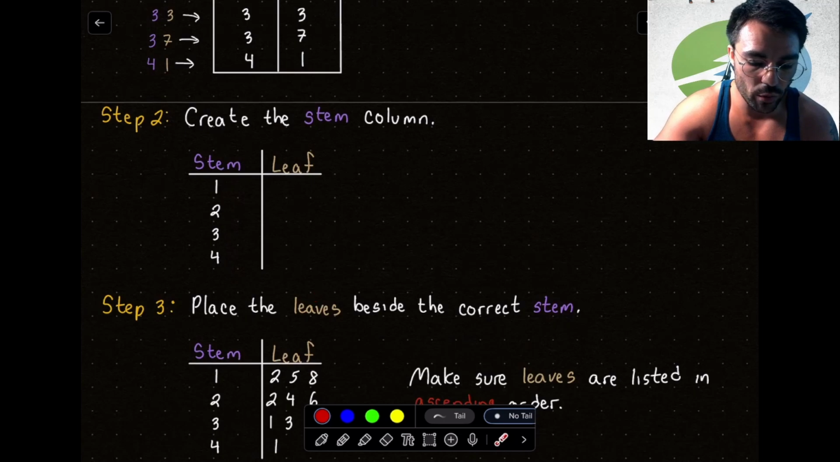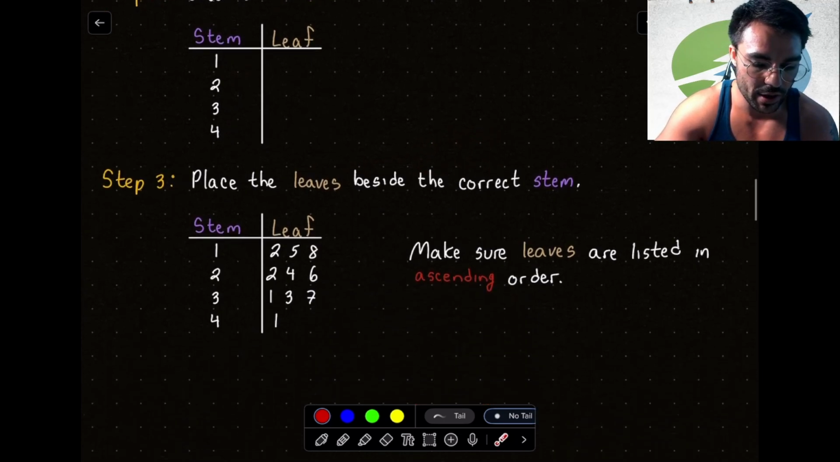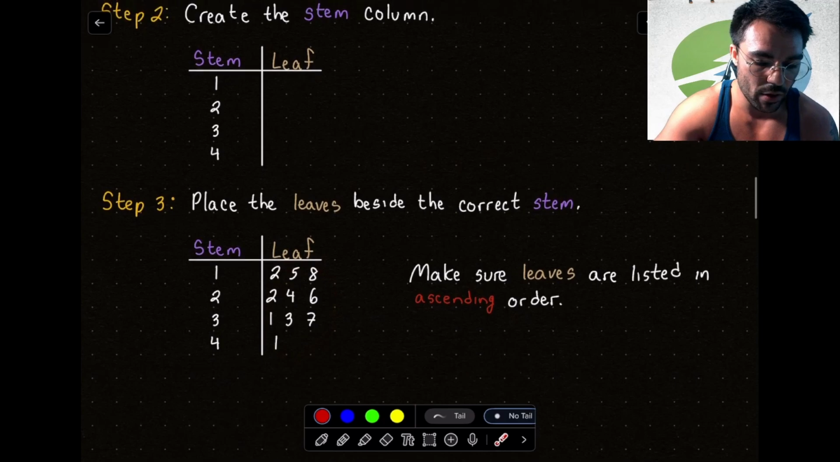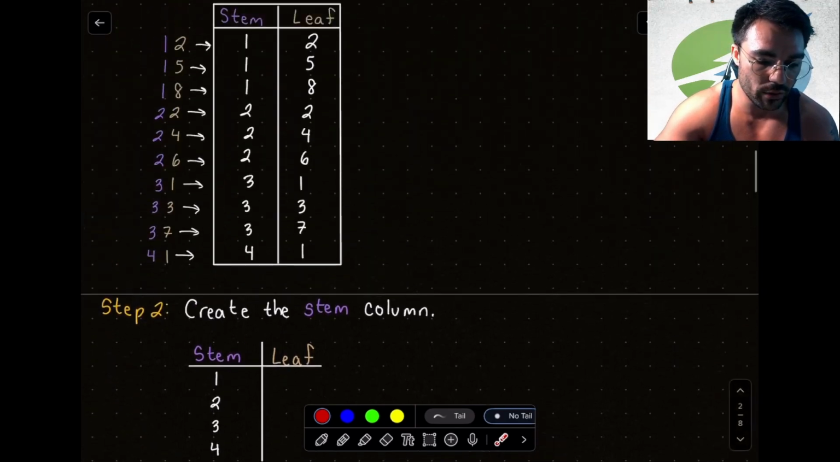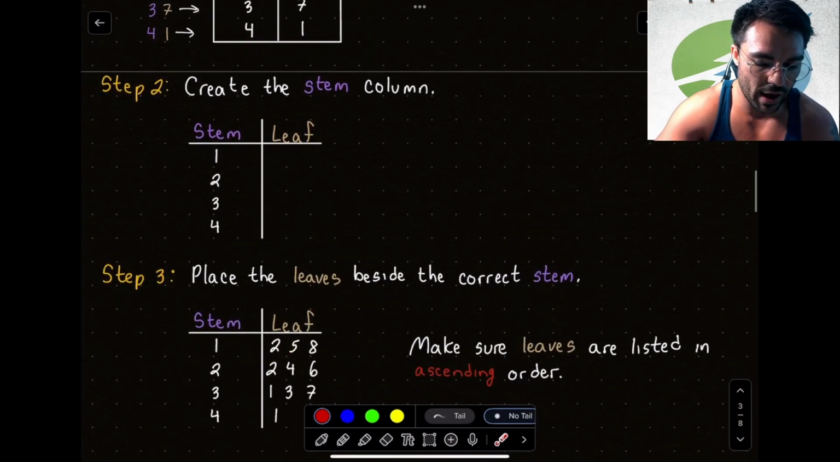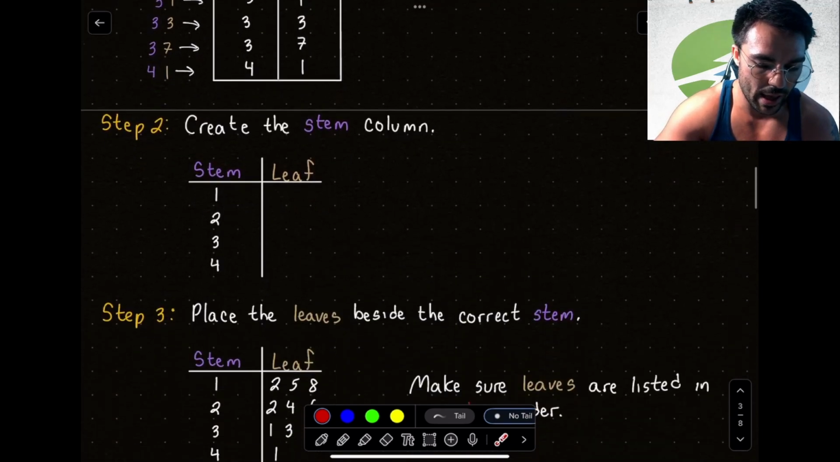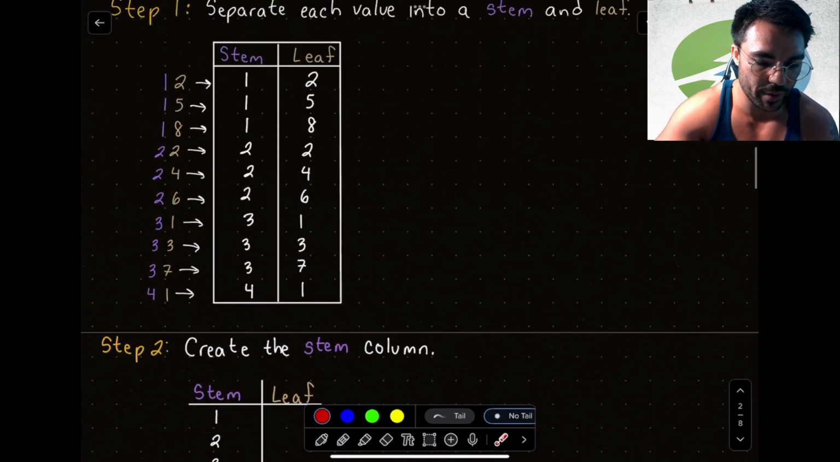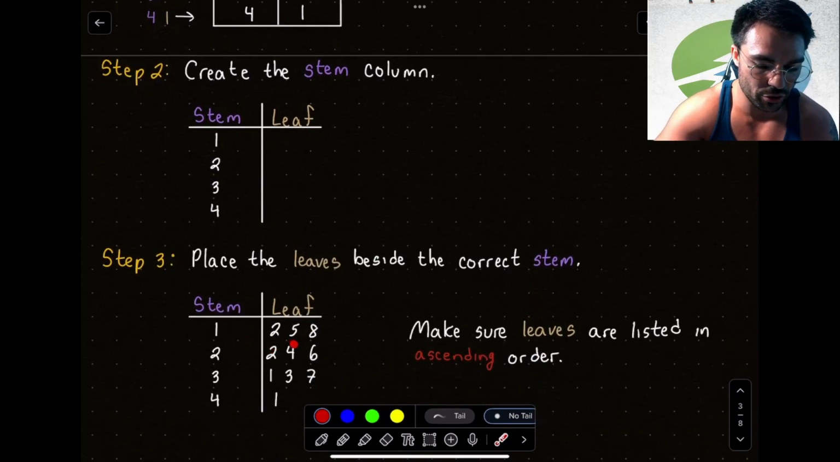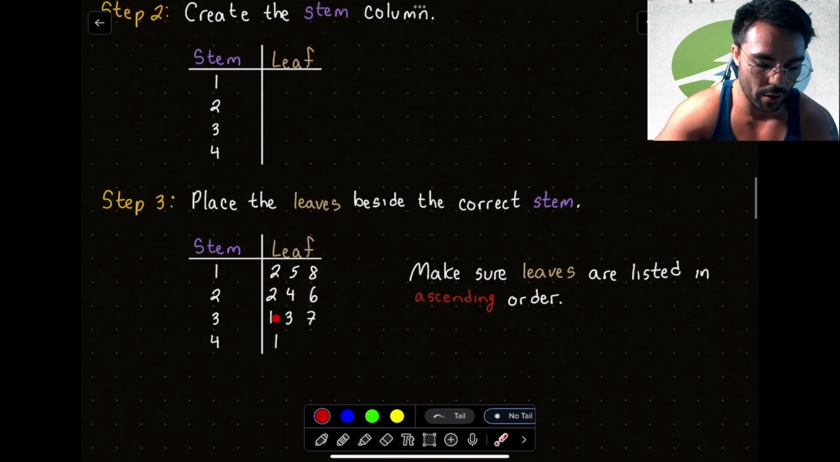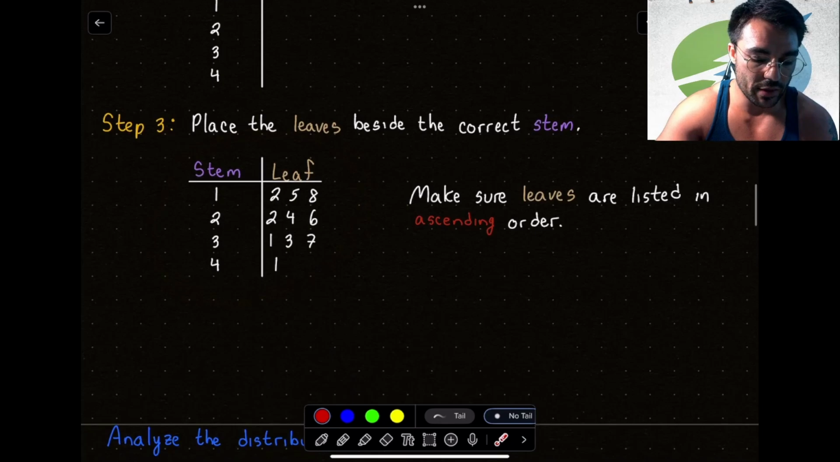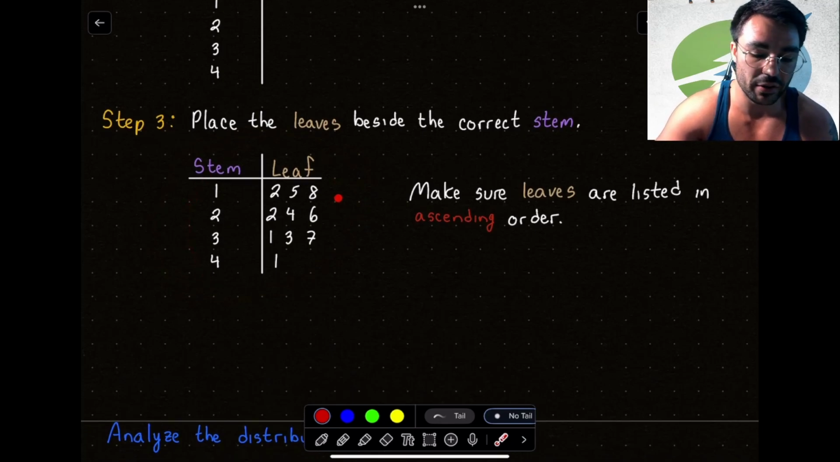And step 3, we put the leaves beside the correct stem. So you can see here I have the leaves listed out. This 2 represents our 12 from here. This 5 represents the 15 from here. And this 8 represents the 18 from here. And likewise, this is our 22, our 24, our 26, our 31, 33, 37, and our 41. We list the leaves in ascending order, and it should be plotted as such. And this is all there is to it for creating a stem and leaf plot.